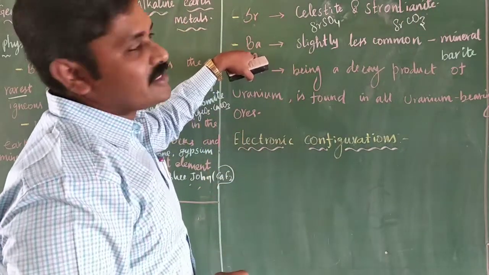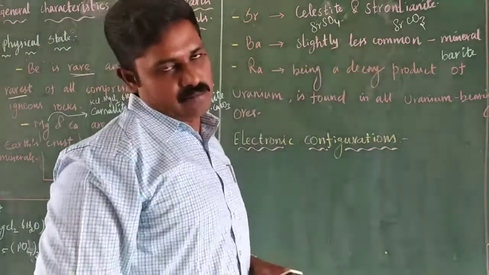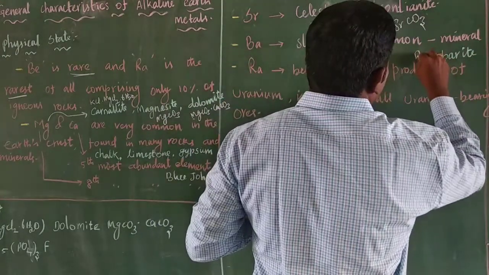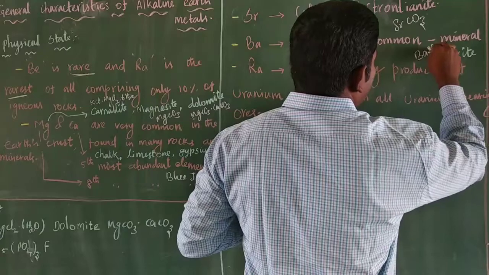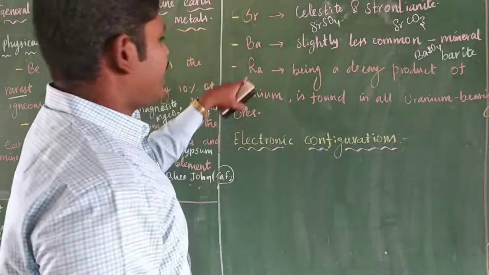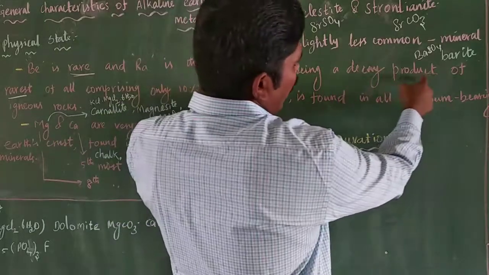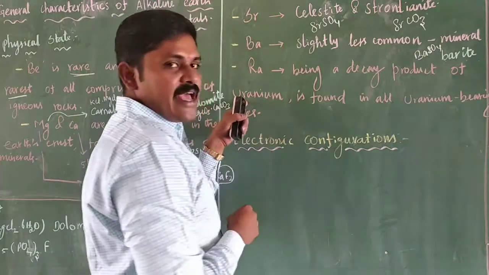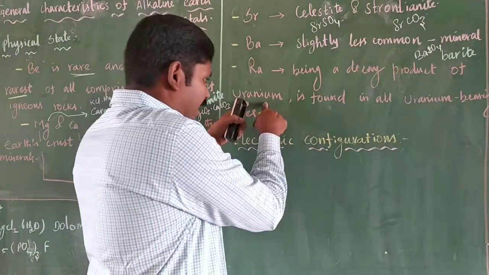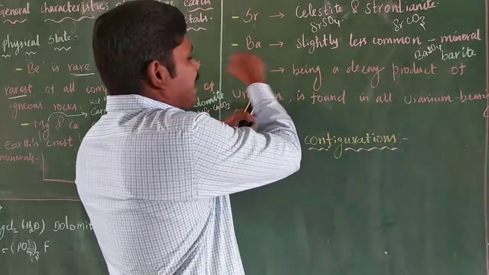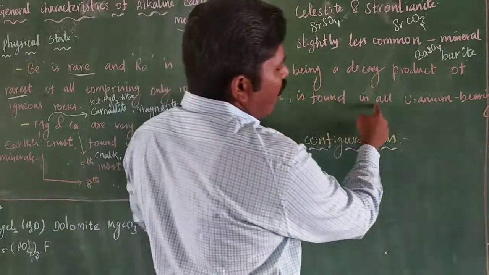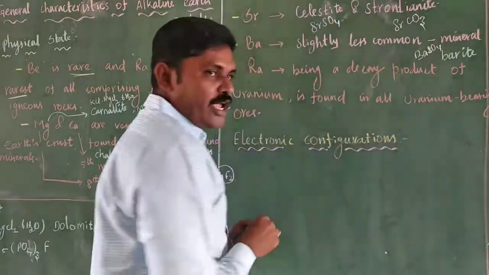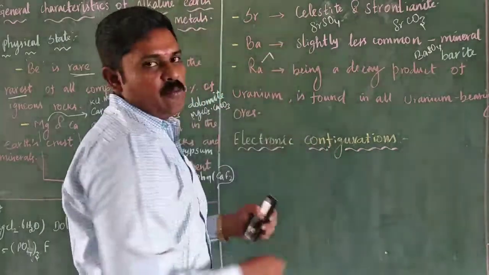Next, barium. The barium is a slightly less common element. The mineral of barium is barite, barium sulfate. Radium is a decay product of uranium. Okay, uranium is a radioactive element that undergoes radioactive decay to produce radium. Right? Radium is found in all uranium bearing ores.